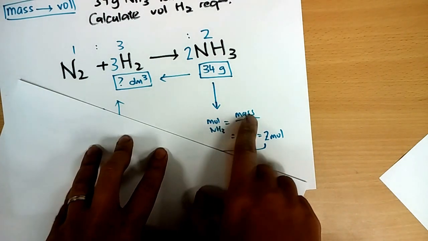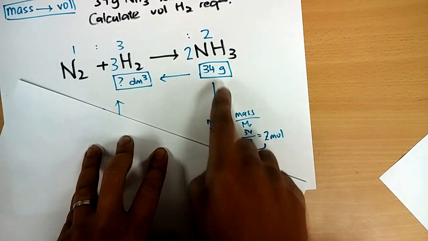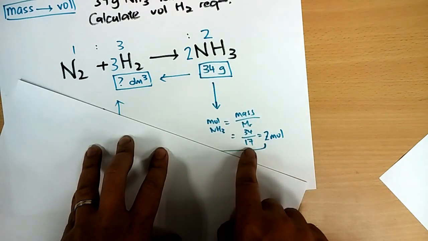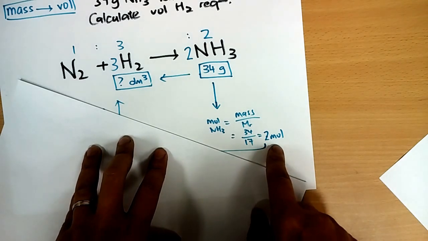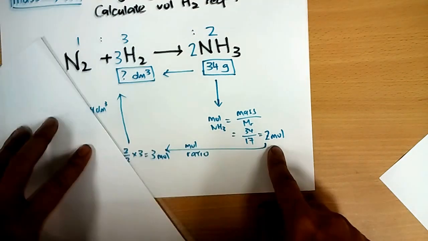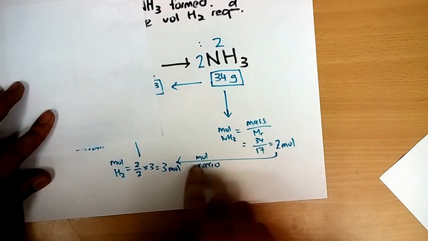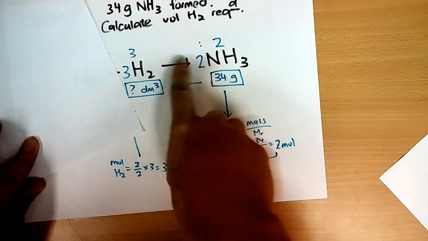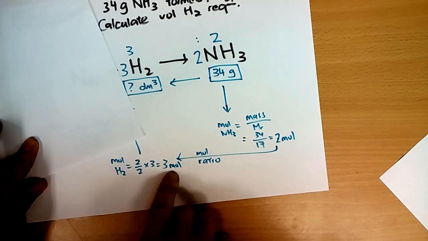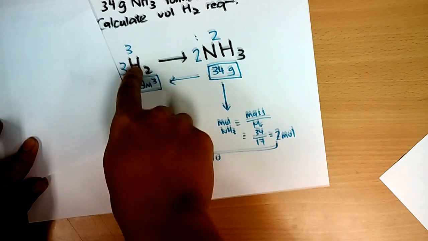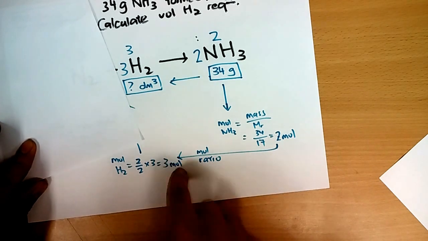The mole is equals to the mass divided by the MR, molecular mass. So 34 divided by 1 unit of ammonia, which is 17. Do not times 2. Just find 1 unit. That will give you 2 moles. Okay. Then use the mole ratio. The mole ratio will be, since this is 2:3, divide by 2 times 3. 2 moles will just be 2 over 2 times 3, which is all 2:3. You get 3 mole.